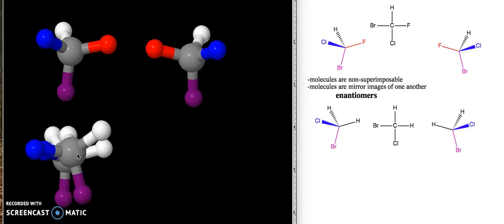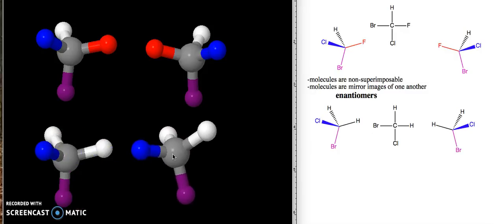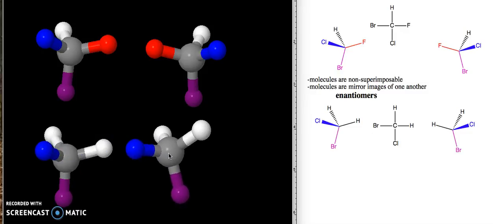And what I hope you can see is, although I didn't rotate it perfectly, all 4 groups are lined up. The blue and the blue are lined up, the purple and the purple are lined up, white and white and white and white. So these molecules are identical to one another. They're superimposable. I can take one and drop it on top of the other.